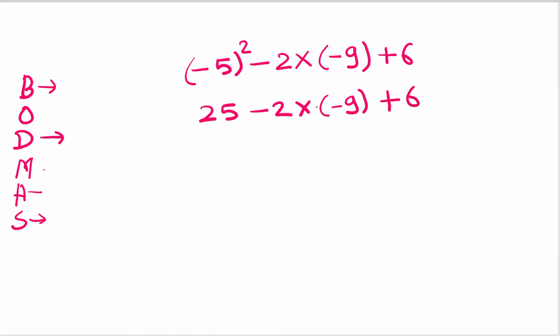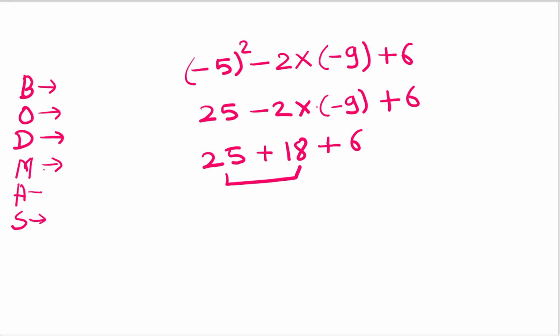Then it goes to division, but there is no division given, so then it goes to multiplication. So 25 minus 2 multiply by minus 9. Minus multiply by minus is equal to plus, 2 multiply by 9 is equal to 18 plus 6, and then last it goes to addition.